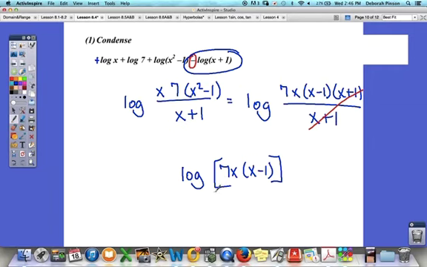Now, just as a reminder, there's no base written on any of these, which means it's the common log. Common log means base 10. So if a base isn't written, it's understood to be base 10.